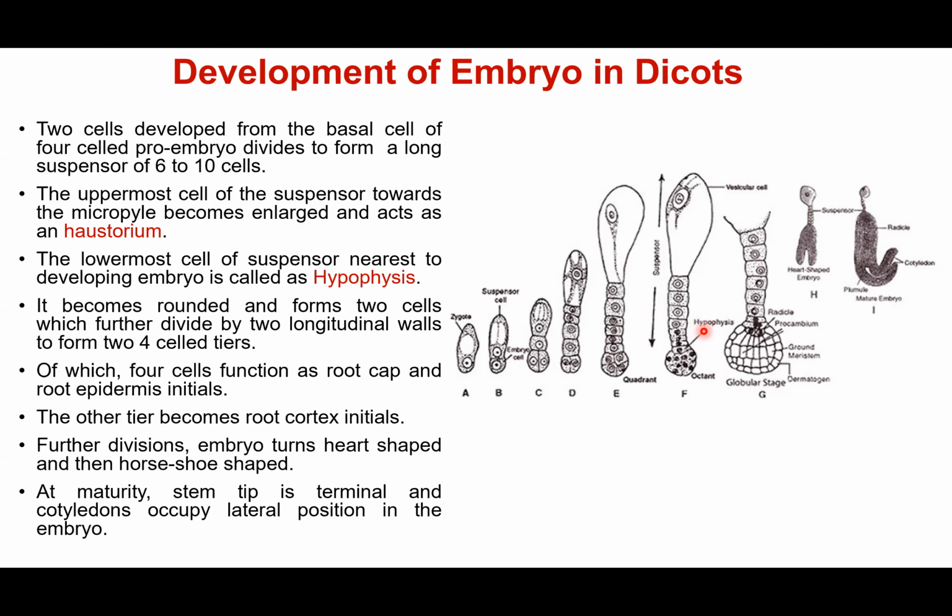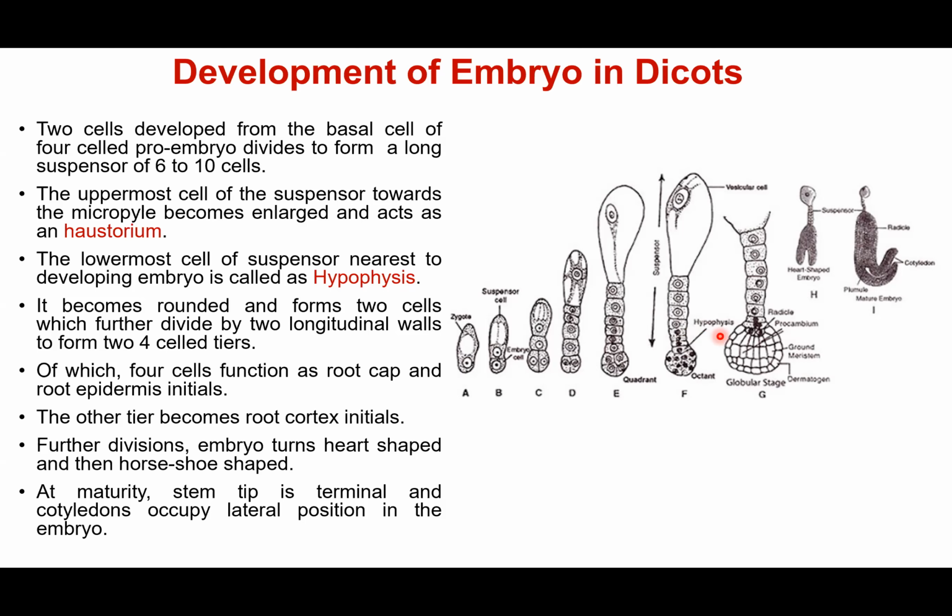So when we look at the root, all the roots have a protective cap at the root tip because the root tip is going inside the soil and the soil is very hard, so the root tip may get damaged. So to protect from the damage, all the root tips have a protective cap called calyptra or root cap. Okay, so this root cap is coming from the 4 cells of the hypophysis, and also root epidermis initials. Initials means that from that the root epidermis will form.